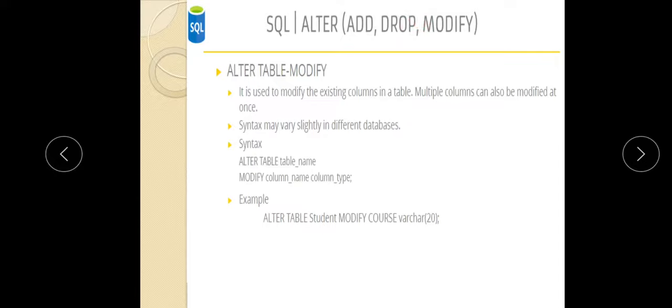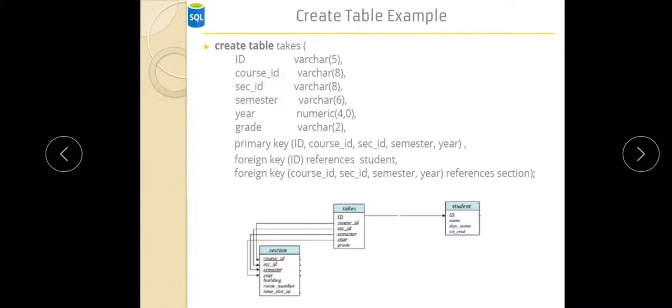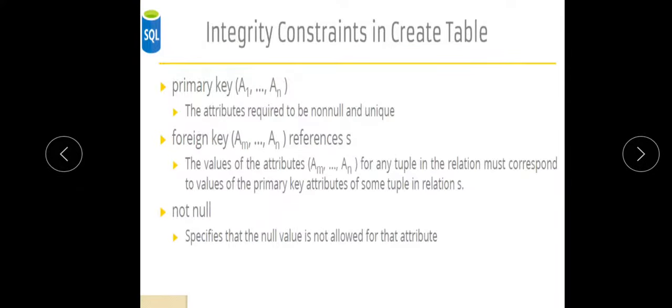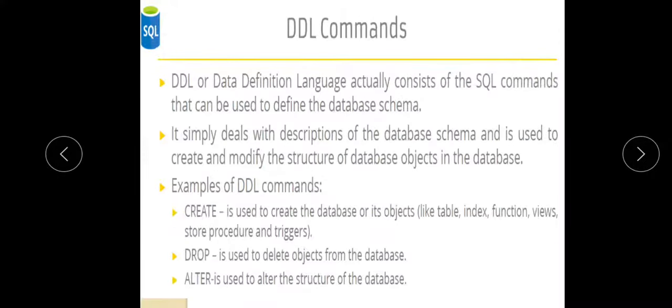The alter command is a DDL command that can be used to modify the structure of the relation, or the structure of the table. This is the DDL command that we have studied today. Today we discussed the DDL commands: create command, drop command and alter command. In the next session we will cover the DML commands.